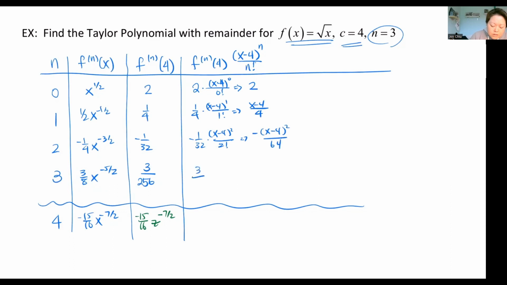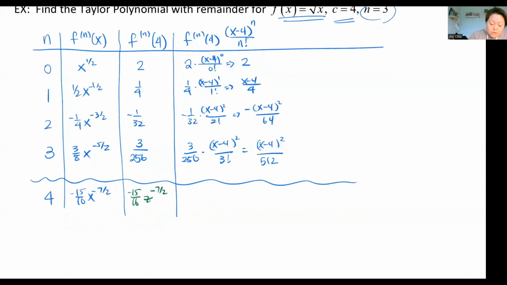And then last but not least, 3 over 256 times x minus 4 cubed over 3 factorial. Clean this up. You get x minus 4 cubed over 512. You do need to do the last one. So you get negative 15 over 16, z to the negative 7 over 2. Multiply this by x minus 4 to the 4th over 4 factorial. Sorry, the previous one was wrong. Make sure this is a 3. Okay, I caught my own mistake.